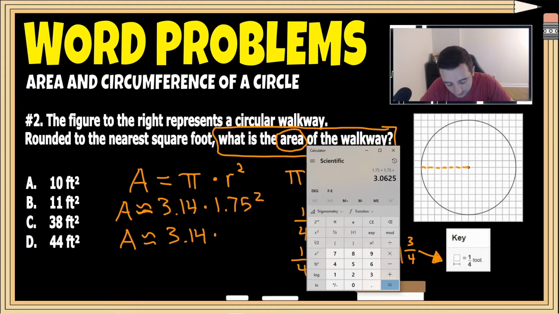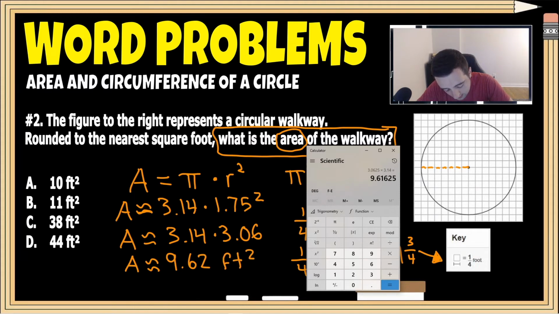3.14 times 3.06. And now let's go ahead and multiply this by pi. When we do that, we get area to be approximately 9.62, and the units of measurement is again feet, but since it's area, it needs to be square feet. Now it says rounded to the nearest square foot. That means the only answer choice that makes sense is A, 10 square feet, if you are rounding to the nearest square foot. Okay, so that's it for the first two.